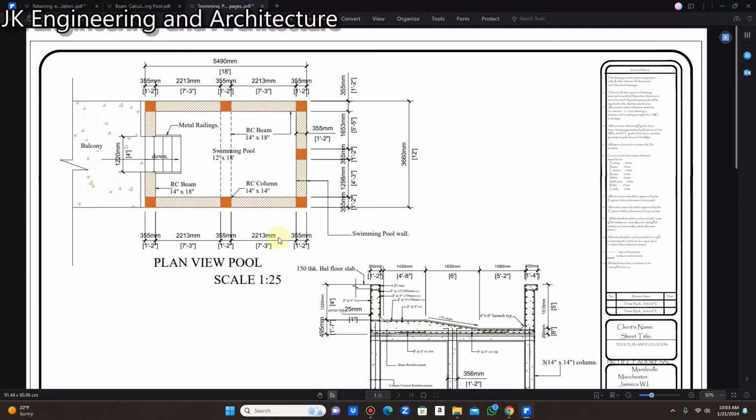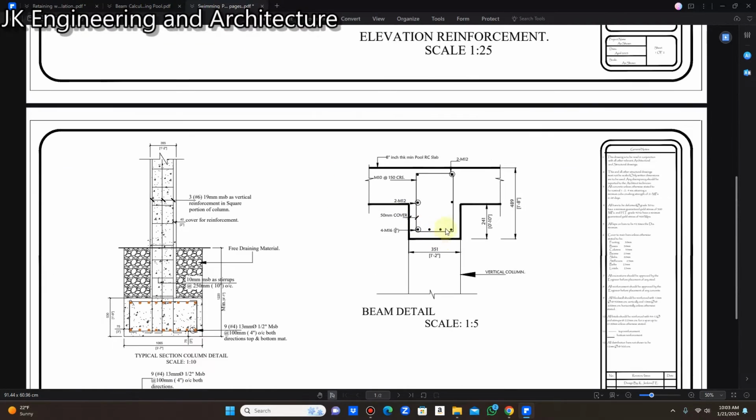Okay, next I'm going to talk to you about how I determine the width or thickness of the retaining wall of the pool, and I'm going to show you how I get the reinforcement in the beam to be 4 5/8 bars. All right, good.